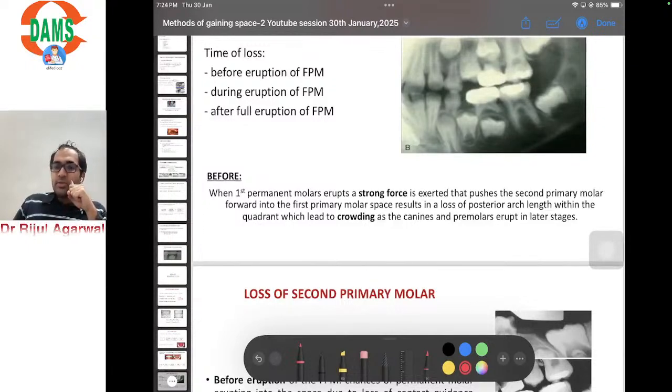As we know, 6 erupts first, and 3, 4, 5 erupt between the ages of 10 to 12 years, while permanent 6 erupts at the age of 6 to 7 years. So between those 5 years, what will happen? The 6 will get mesially drifted, leading to loss of space for the eruption of permanent canines and premolars.